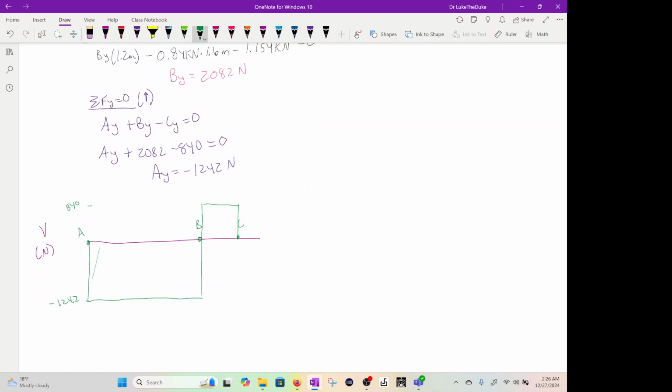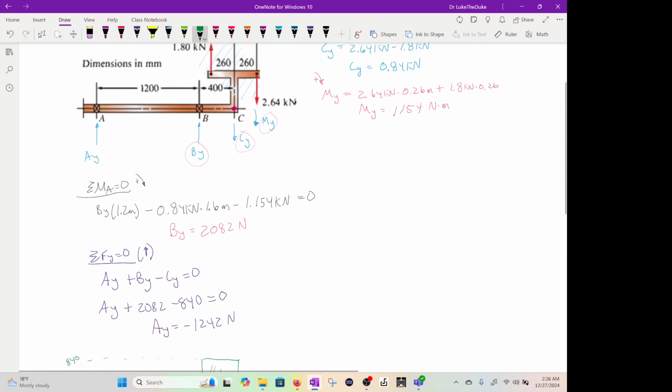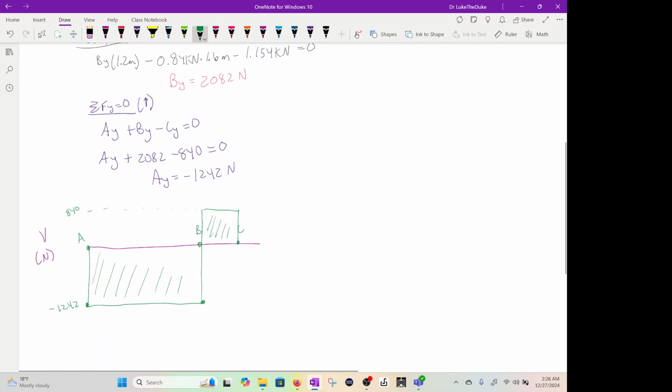Okay, so you have that shear. Okay, this is 840. So AY is downward, so you go downward, you go over to BY, because there's nothing else between A and B. So then you go upward 2082, because that's what BY is, to get 840, because that's what CY is, and then you go back down.